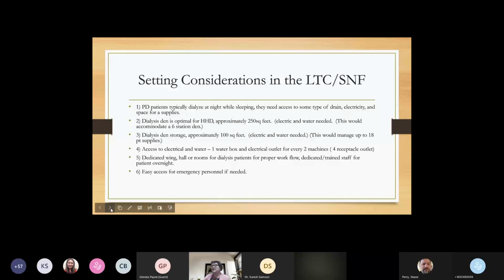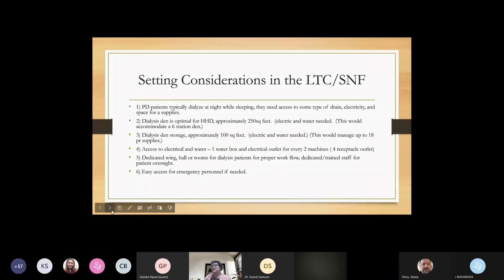Again, the space needs are approximately 250 square feet, and you will need access to both electric and water as well. This space can accommodate up to 6 individual stations in a dialysis den. The dialysis den will also require storage, and we've found approximately 100 square feet that has access to both electric and water works, and we can manage up to 18 patients' supplies in this area.